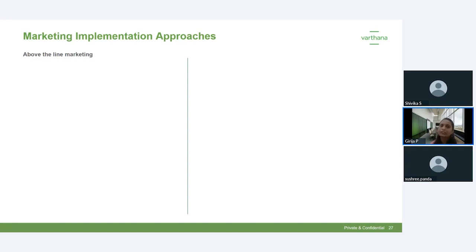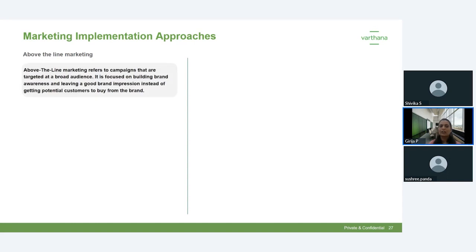So in the beginning, during the marketing stages, we talked about the long term and short term goals. Whenever we have this marketing school, we have short term and long term goals. Based on that, your approaches can be different for the goals you want to achieve. For the long term goals, a school can use above line marketing.